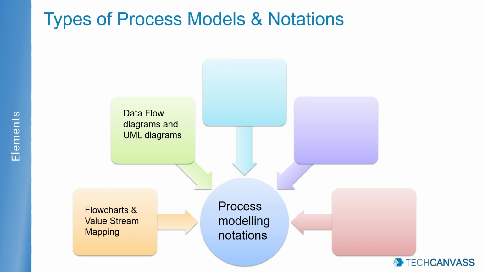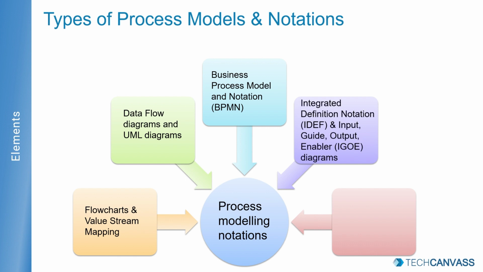Data flow diagrams and UML diagrams are used in a lot of information technology projects or any kind of software project, and it suits the specific requirements of IT projects. Then we have business process model and notation, also known as BPMN. This set of notations and diagrams can be used both for business domains as well as for information technology domains.